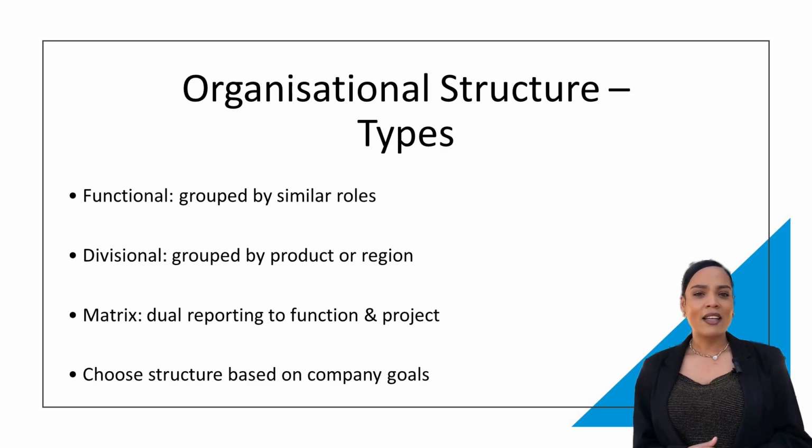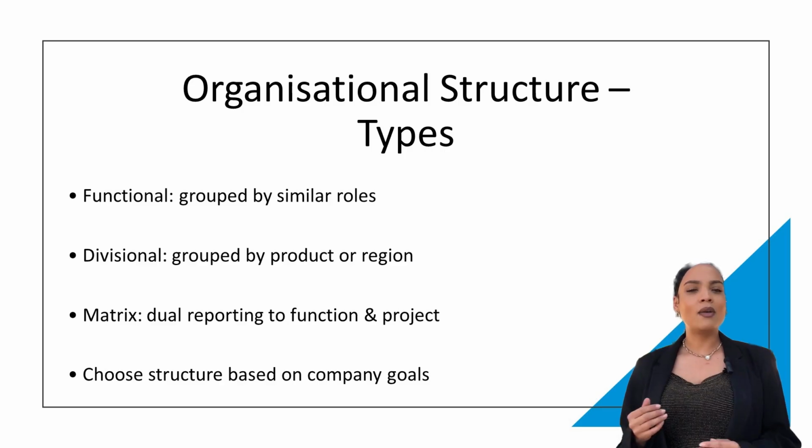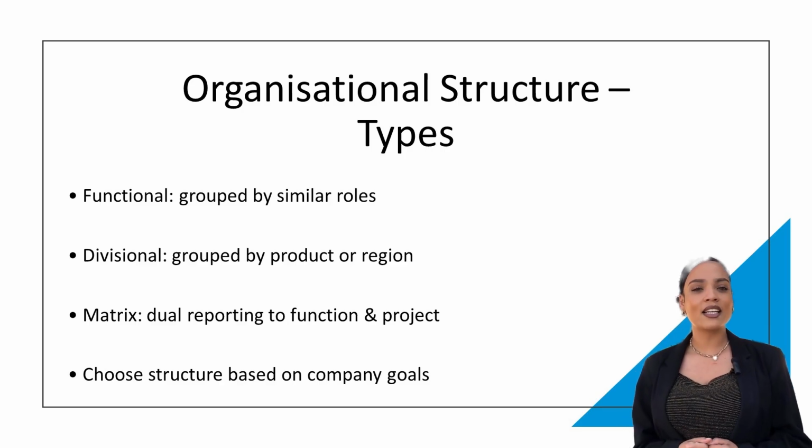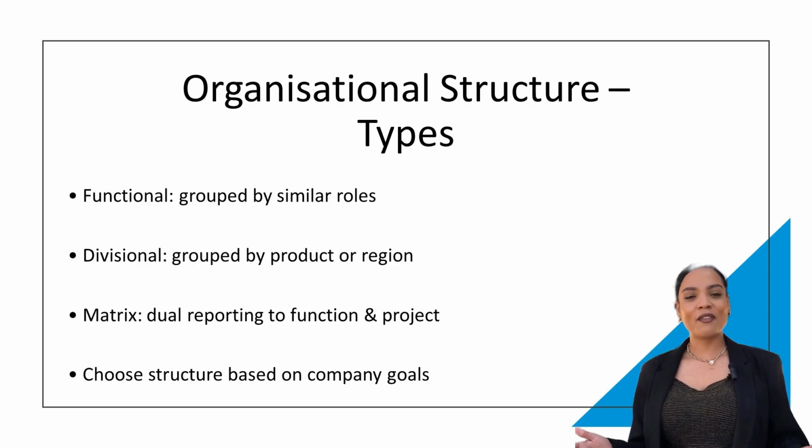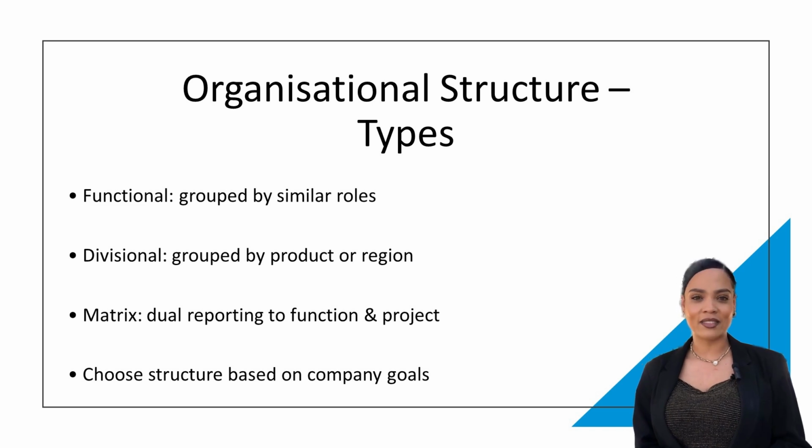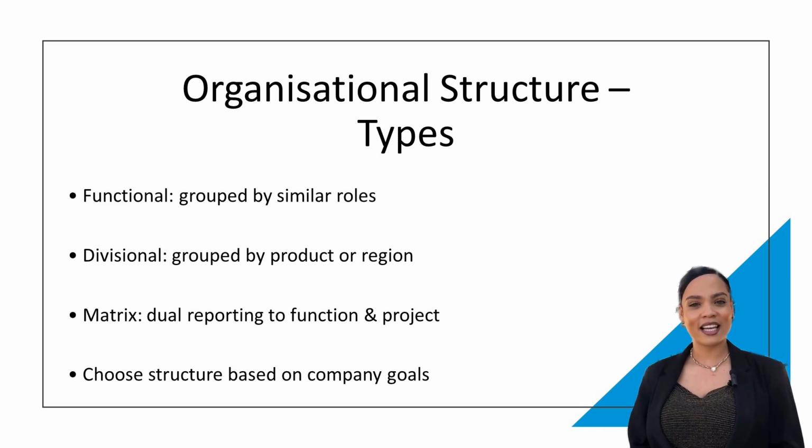Matrix structure combines functional and divisional features. Employees report to 2 managers, a functional head and a project production head. Improves flexibility and communication, but requires strong coordination.